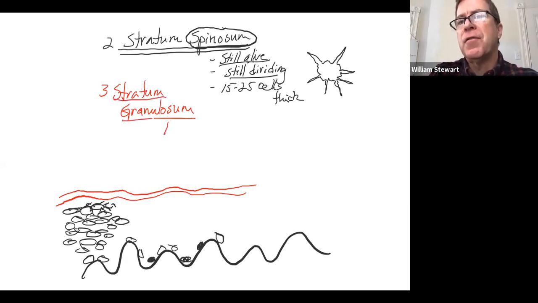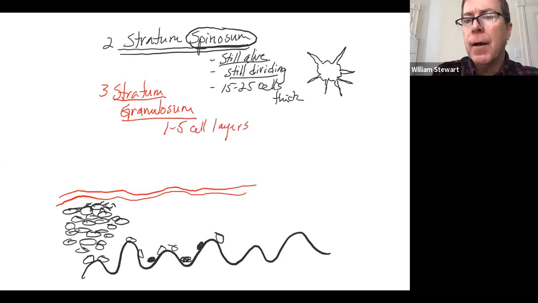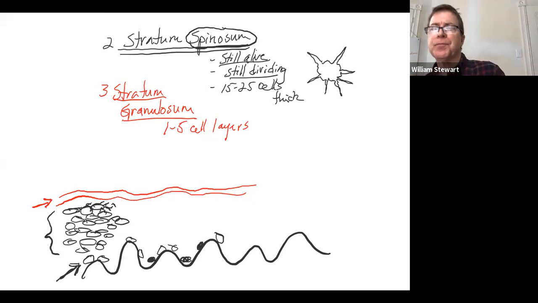I'm going to write 1 to 5 cell layers. So it just gives you an idea. This first layer down here is very thin, 1 cell layer thick. Second layer is fairly thick, and then the third layer is quite thin again. Not quite as thin as the stratum basale, but almost.